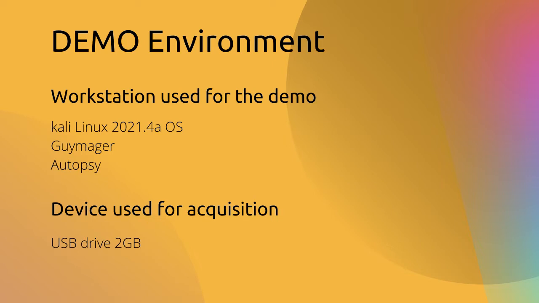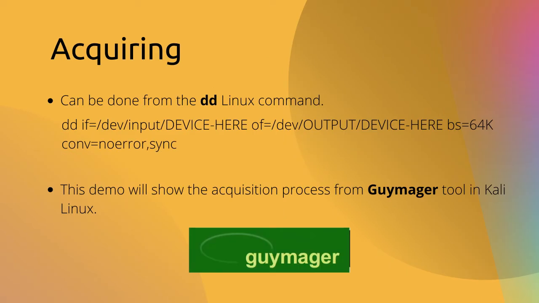The theories behind this stage of digital forensics are covered in the previous video, so this video will only include the demo. Acquiring can be done with the dd command in Linux, but for the demo I will be showing the acquisition process from the Guymager tool.